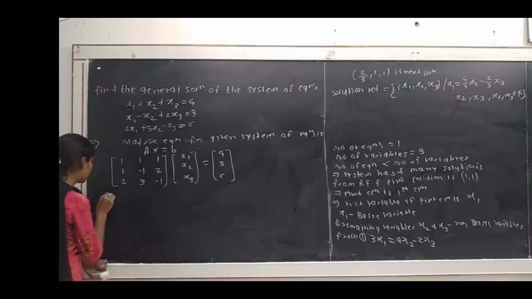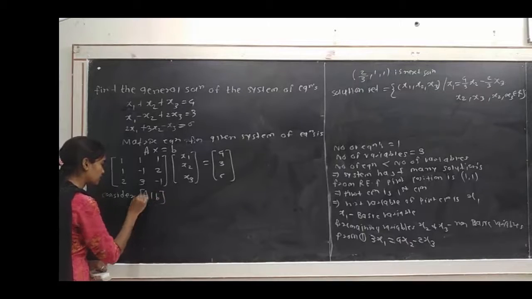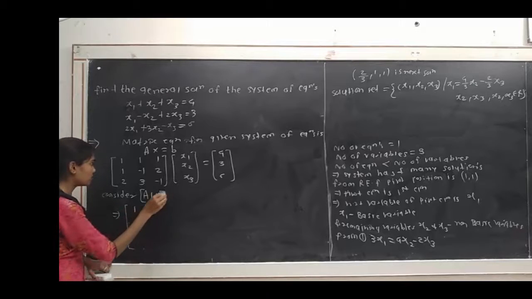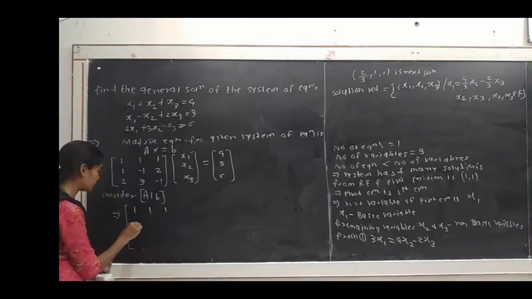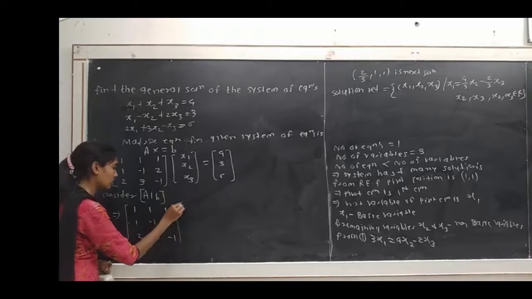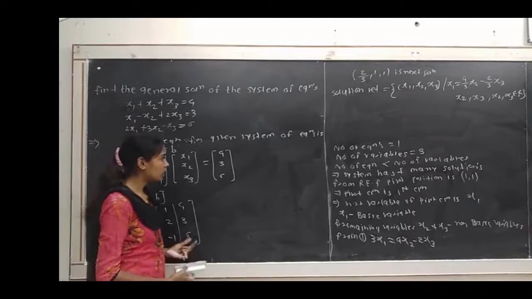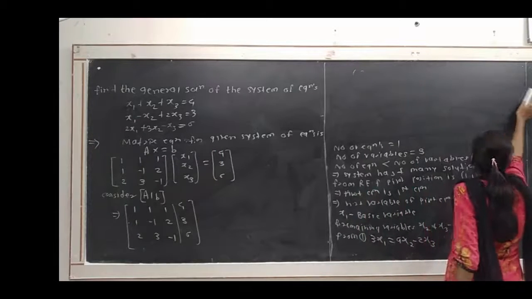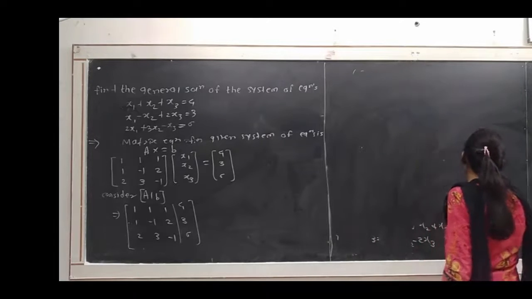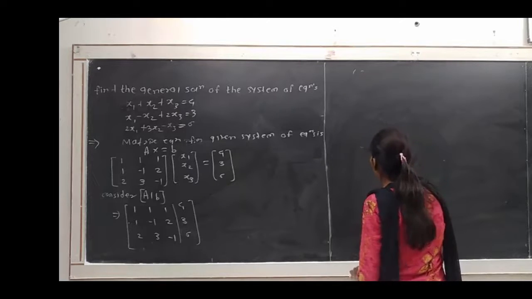Consider again the augmented matrix, A|B. By considering this matrix, we rewrite A and B in one matrix: 1 1 1, 1 -1 2, 2 3 -1, and here 4, 3, 6. Then we have to reduce this augmented matrix either into the row echelon form or the reduced row echelon form. Here we reduce the given matrix into the reduced row echelon form.